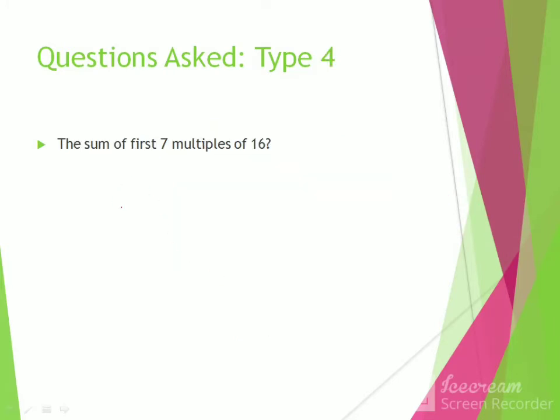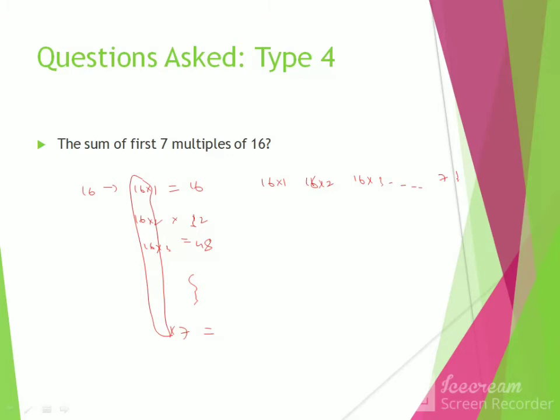Now the next question: the sum of the first 7 multiples of 16. The multiples are 16 into 1, 16 into 2, 16 into 3, and all of this we need to add. If you see, these numbers go up to 7. In all of these, the number 16 is common, multiplied by 1, 2, 3, and so on, 7 times.